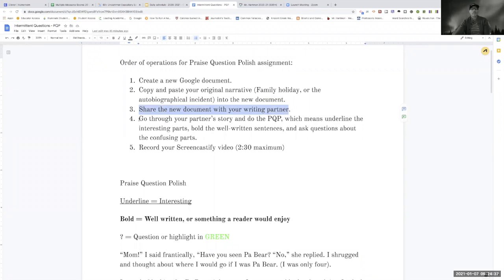So today we're picking up on step 4 here, which is go through your partner's story. Some of you may already be here and have done this, which is fantastic. But we are picking up right here with step 4, which is go through your partner's story and do the praise, question, polish, where we underline the interesting parts, bold the well-written sentences, and then ask questions about the confusing parts. So 4 and 5 is where we're going to be today, where we're actually doing the praise, question, polish, and then starting to record our videos, hopefully.